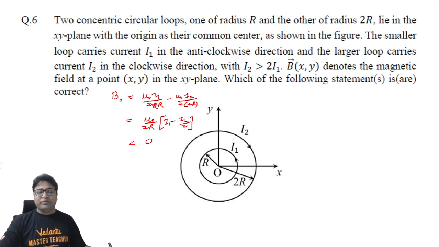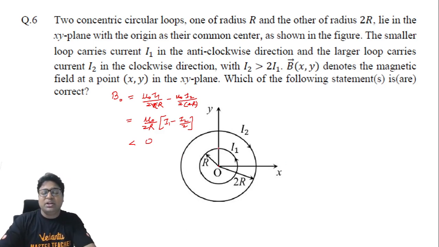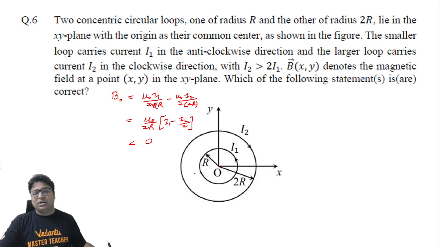Which basically means that the field of the outer loop is going to dominate, and hence the magnetic field at the center will be in the inward direction. So that is one thing that we have concluded. Now we have understood the situation, let's see what the options say, and then we can figure out which of those are correct and which ones are incorrect.